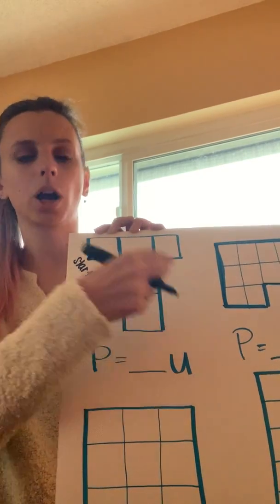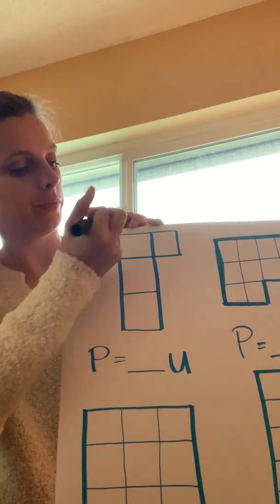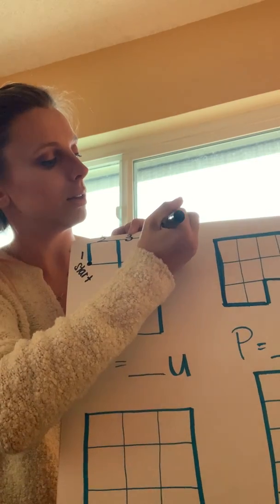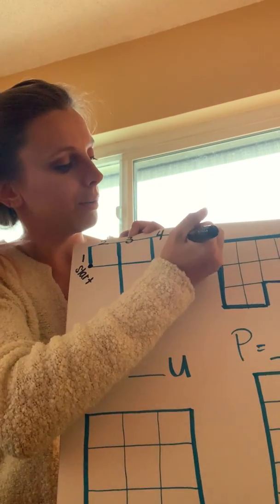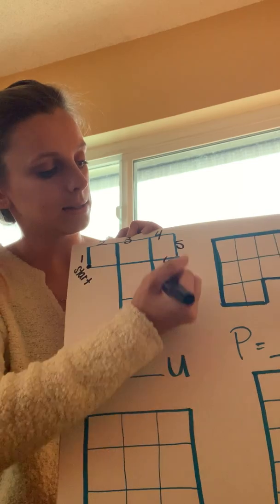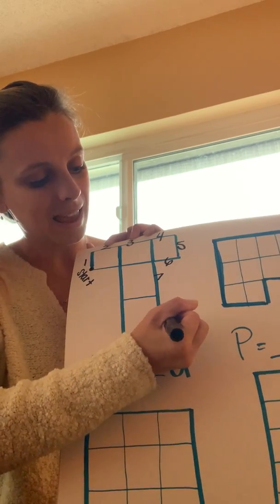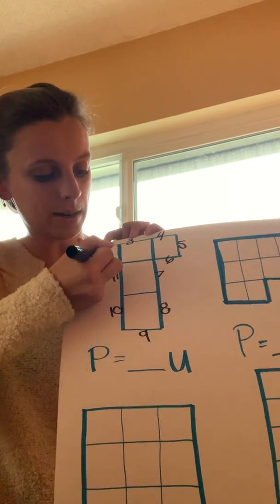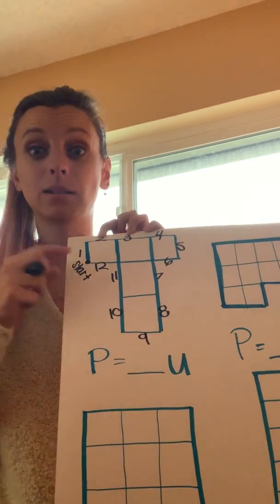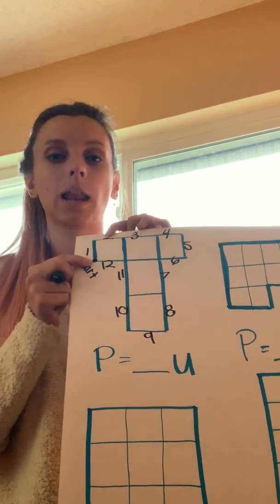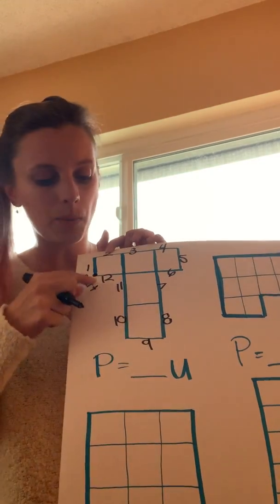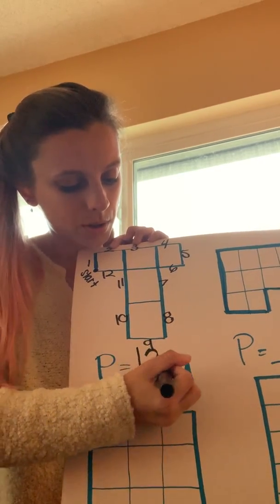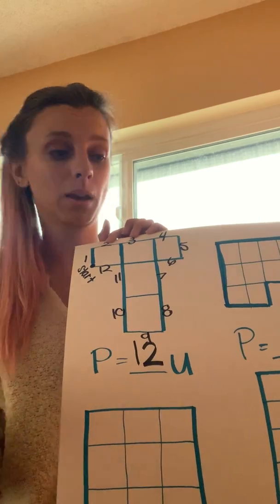So I'm gonna go around like a clock. Ready? So there's 1, here's 2, there's 3, there's 4, 5, 6, 7, 8, 9, 10, 11, and 12. And I'm going to stop because I got right back to that dot that I started at. So I can look around and see that I went to 12. So my perimeter is just 12 units. Awesome, right?